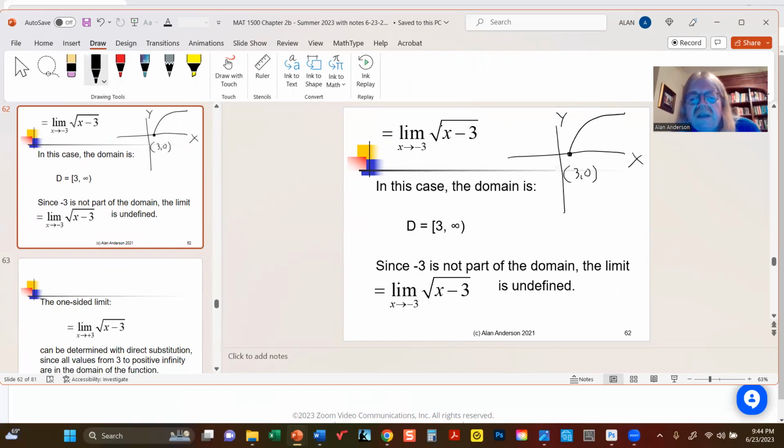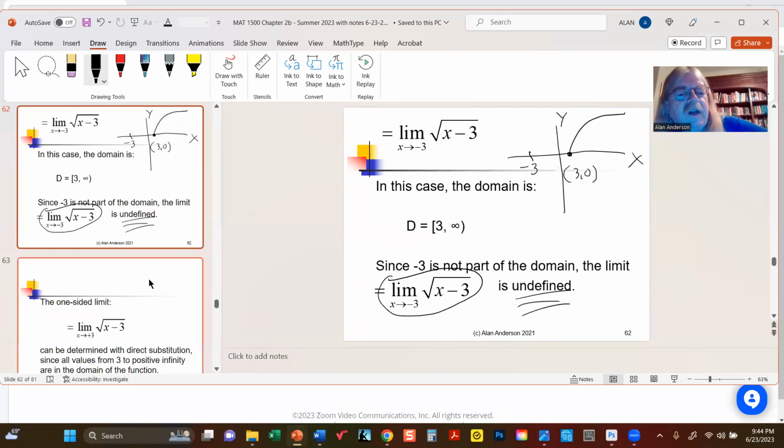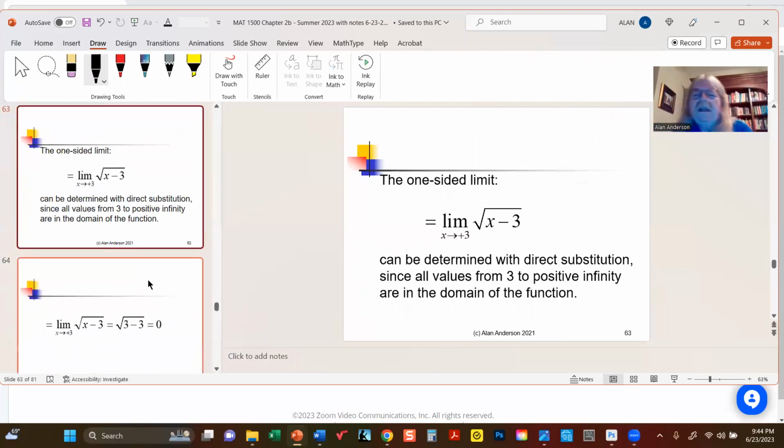So what that means then is that if we're trying to take a limit as x approaches negative 3, which is way out here, well, the function is not defined in that area. So therefore, this limit is undefined. Now, in the next slide, we'll see, though, that in this case, we're interested in 3.